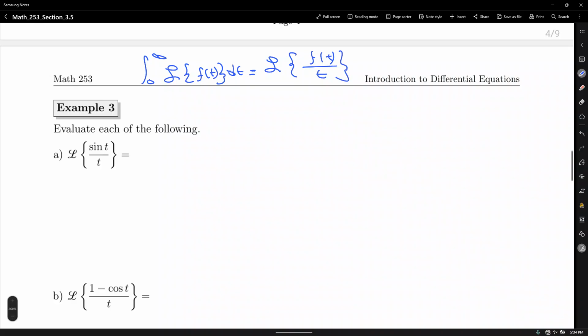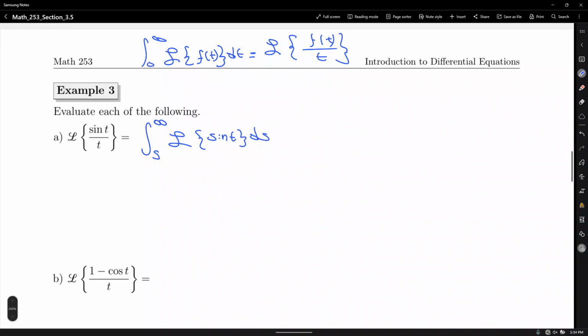So this is the same as saying, instead, evaluate the integral from s to infinity of the Laplace transform of the function f of t, which in this case is simply sine t, ds. That's all we're going to do here. Number one, what's the Laplace transform of sine? Isn't that 1 over s squared plus 1 ds?